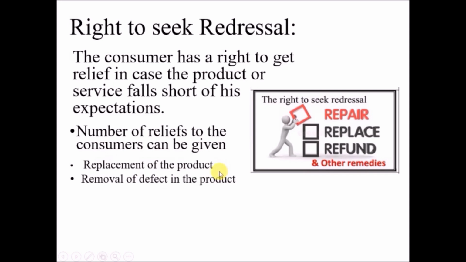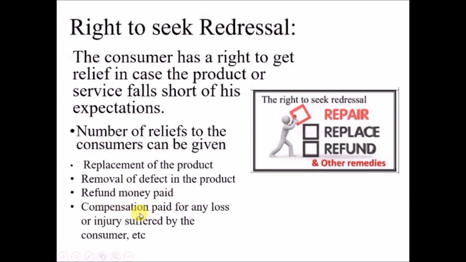the producer has to replace the defective product, or sometimes they don't replace, they just remove the defect from the product, or they refund the money paid, and they will also pay you compensation for any loss or injury suffered. So if due to a wrong product or service the consumer is facing some health problem or injury, they also have to pay compensation for the same. These are the reliefs which are given to the consumer if the service or product falls short of his or her expectation, and the consumer has the right to get these reliefs.